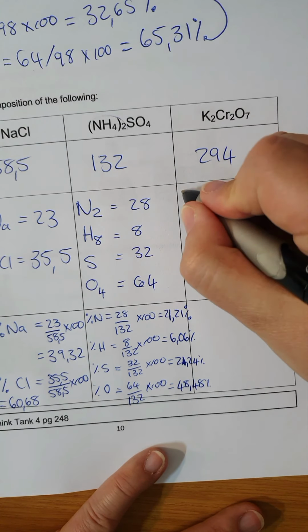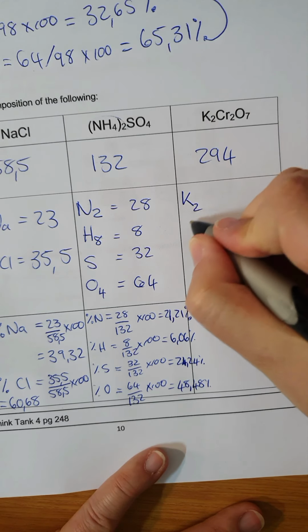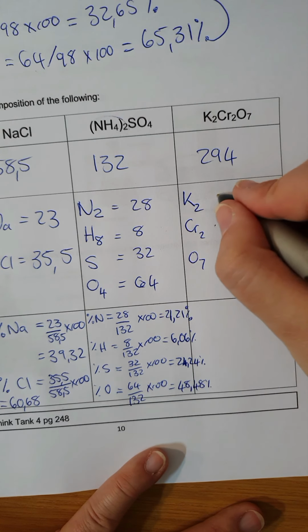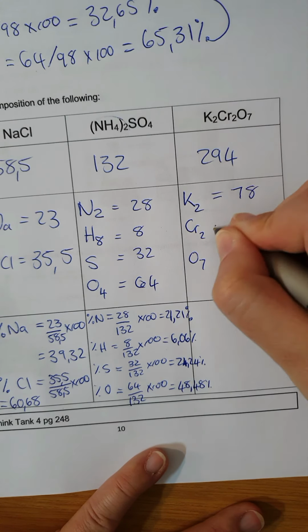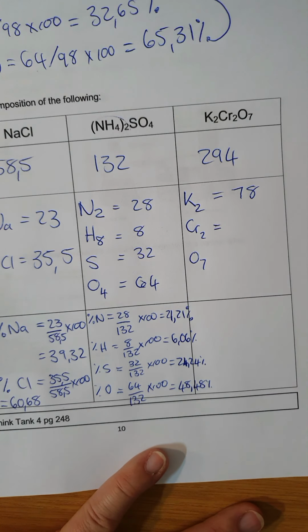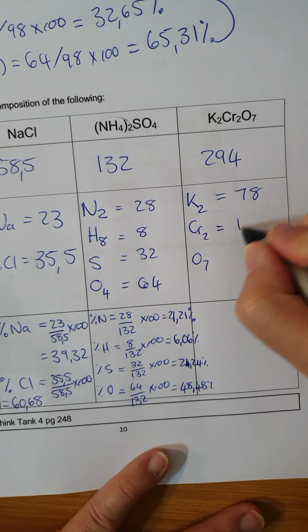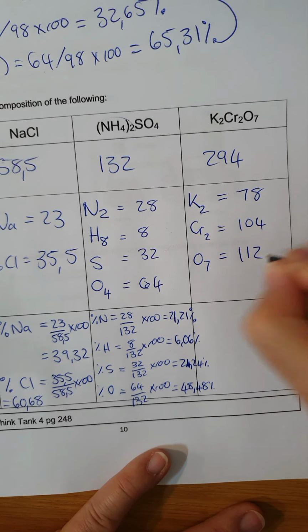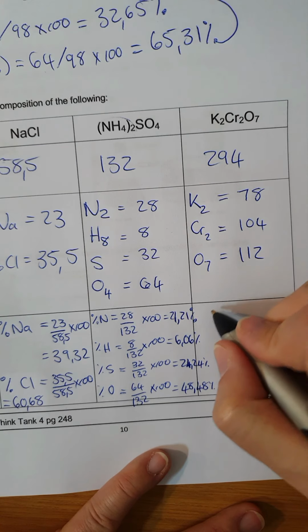Okay. This one can be a bit complicated. So we've got K2Cr2O7. The potassium is 39. What does it make? 78. Oh my gosh, I can't believe I can't do this. 78. It's late and I'm exhausted. Okay, chromium is 52, so that is 104. And 7 times 16 is 112. Now you just do all of that over again.